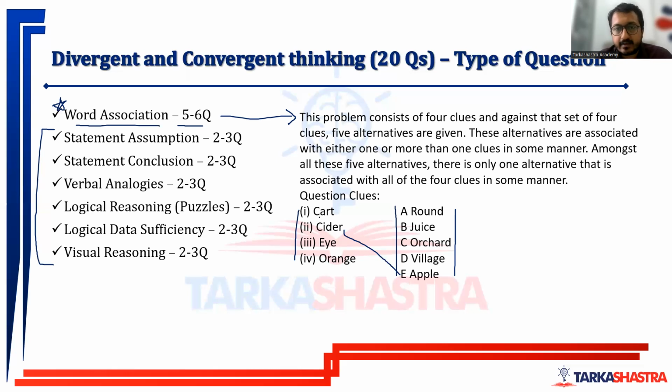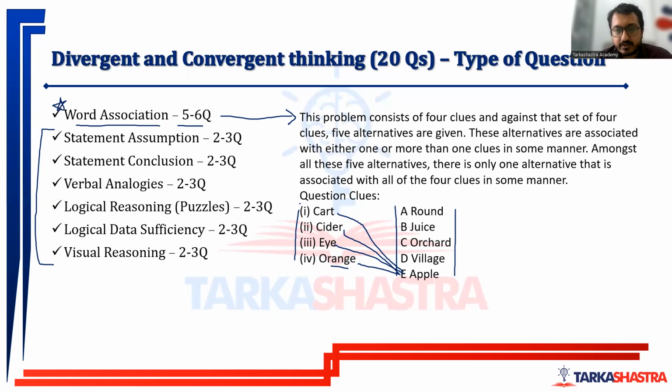So cart can be related to apple, cart of an apple. Then as I told you, apple cider vinegar, we have eye and apple. So eye of apple, apple of my eye, that is a phrase. Okay, so that is how eye and apple are connected. Orange and apple are fruits, and that is how they are connected. So apple is associated with all the 4 question clues, and that is why apple is the answer. Okay, so these type of questions you will get.